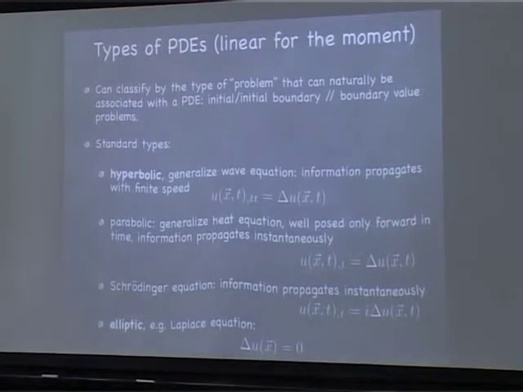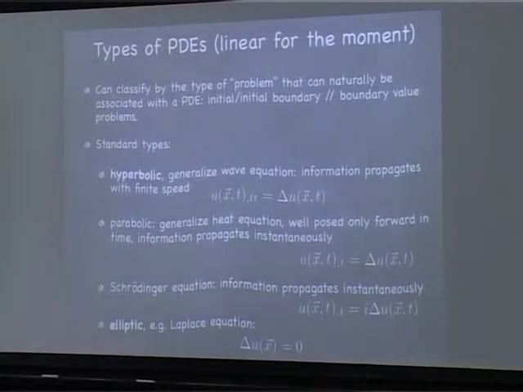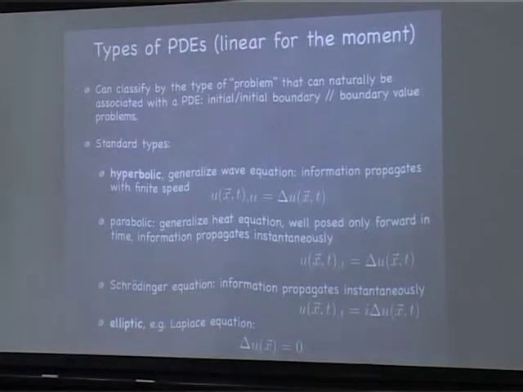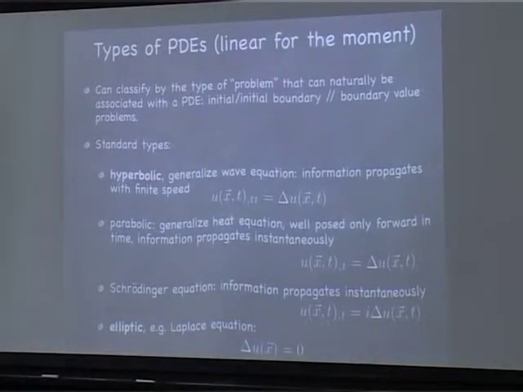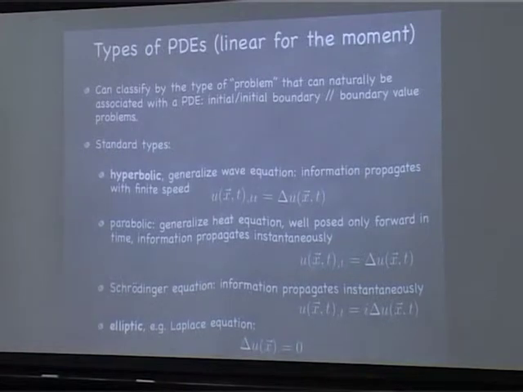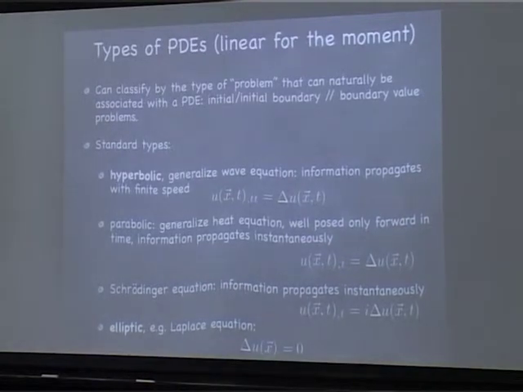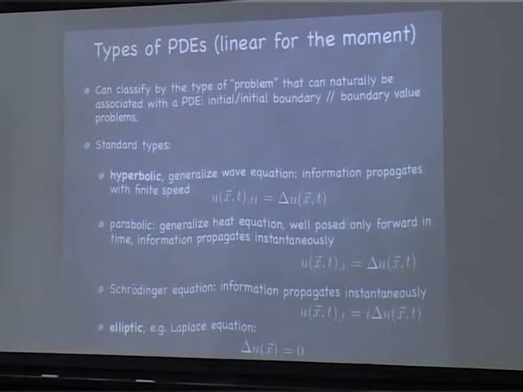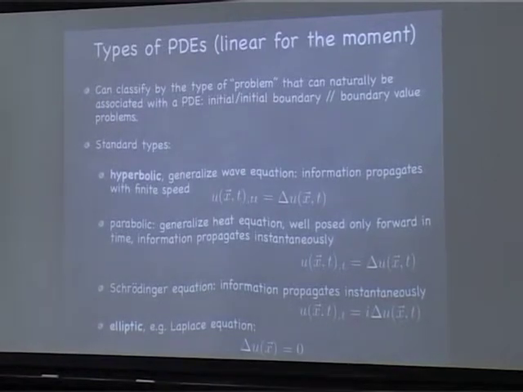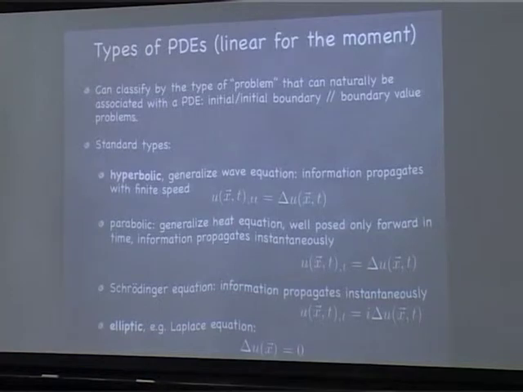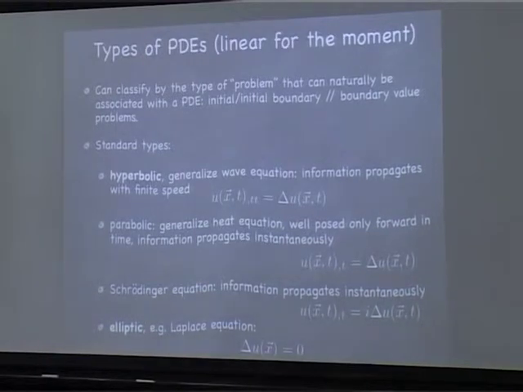Okay. What types of partial differential equations do we have? For the moment, we just start simple, just linear, and this is really just a reminder of things you already know. We can classify PDEs by the kind of problem that can naturally be associated with the equation. Depending on the equation, for some it's an initial value problem or a boundary value problem. For example, Laplace's equation wants a boundary value problem. Or maybe you have to specify both initial values and boundary values, and then it's an initial boundary value problem.